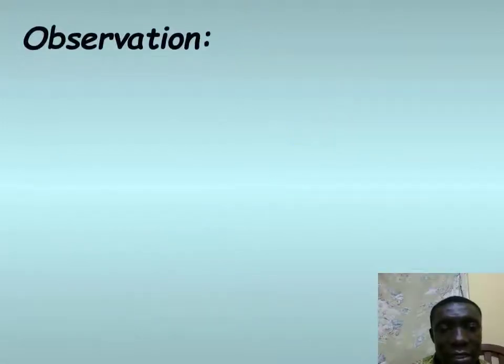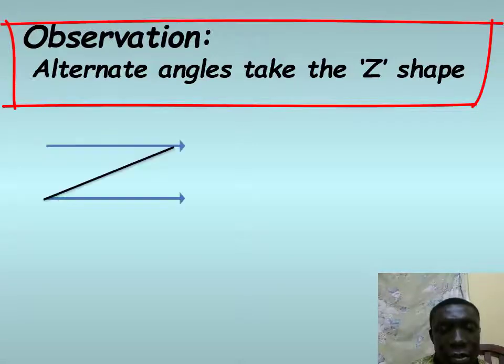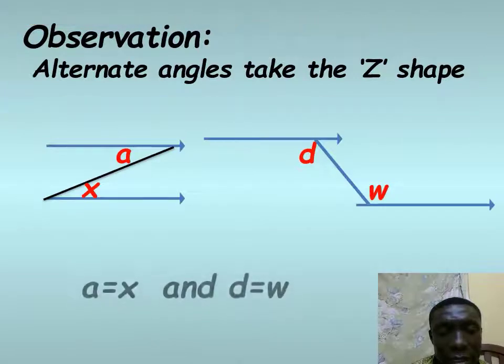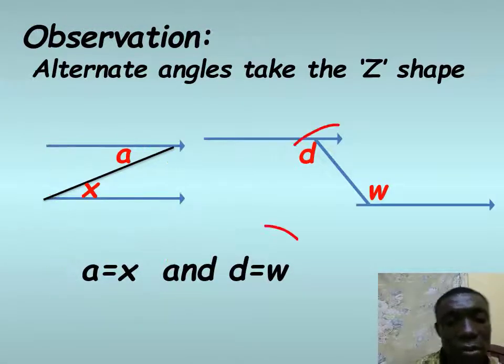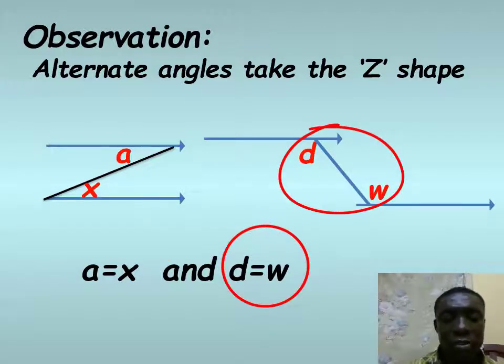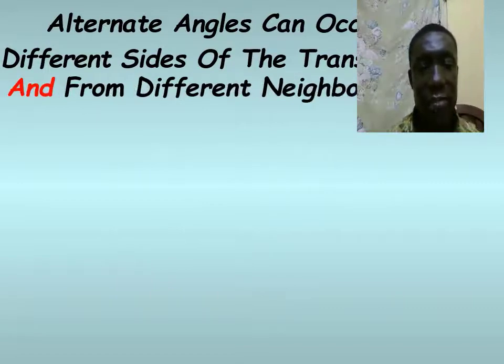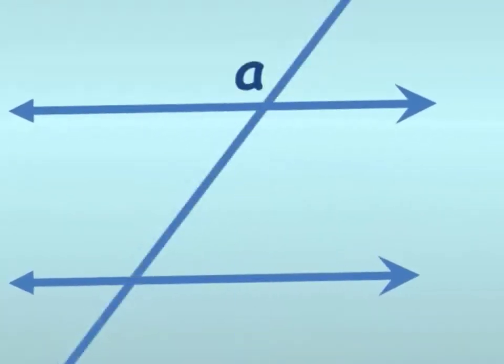Let's look at the observation. Alternate angles take the Z shape. If you observe very well, alternate angles always take the Z shape. So let's look at the Z shape. We can conclude that angle A equals angle Z and angle D equals angle W. Alternate angles can occur on different sides of the transversal line and from different neighborhoods.